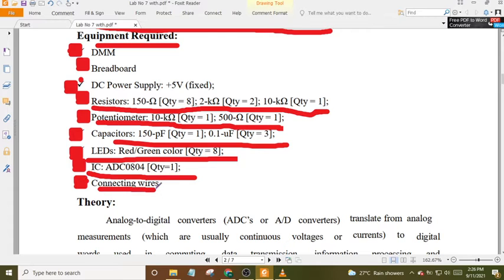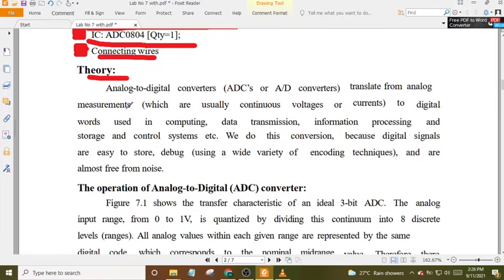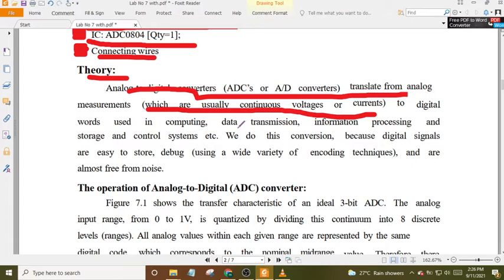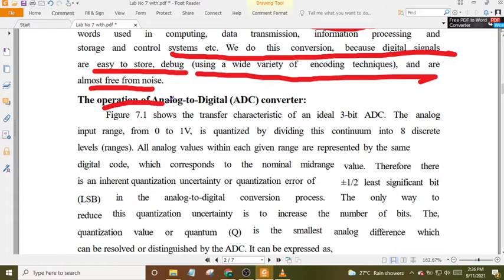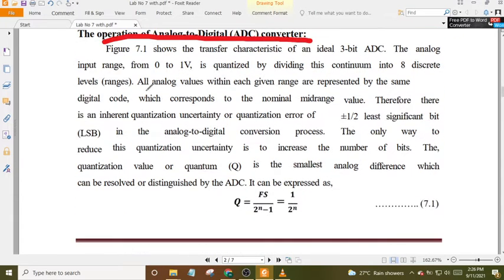Theory: analog to digital converters. ADCs translate analog measurements, which are usually continuous voltages or currents, to digital words used in computing, data transmission, information processing and storage, and control systems. We do this conversion because digital signals are easier to store, using a variety of encoding techniques. The operation of an analog to digital, ADC, converter.